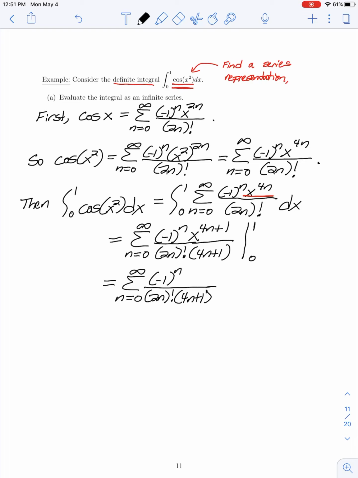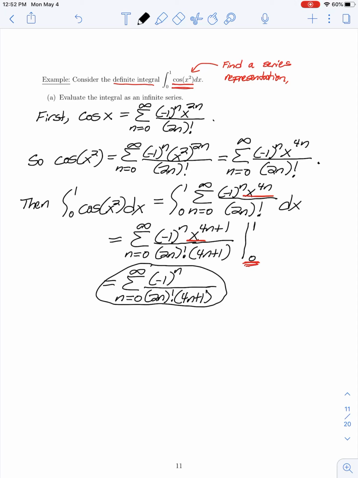And then we subtract what we get when we plug in 0 for x. But since this was a Maclaurin series centered at 0, when I plug in 0 for x, the entire series is 0. So I'm left with the following expression, which would be a representation of this definite integral as an infinite series.